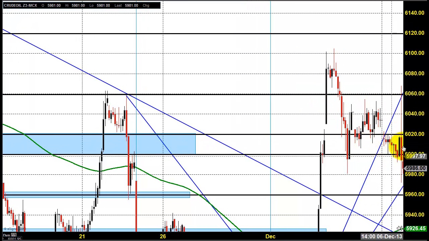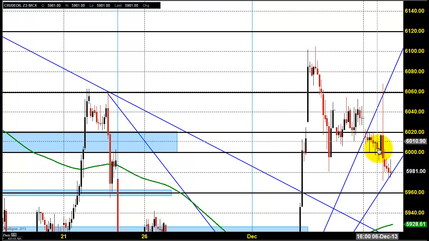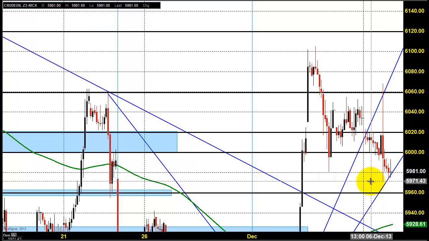You can notice that there was a lot of consolidation happening around 6000 and 6020 when the price opened on Friday. Then the market found some momentum to push it towards 6060, where it found a resistance that pushed the price down, and the price closed near 5980. This was the entire price action that happened in last week's crude oil.